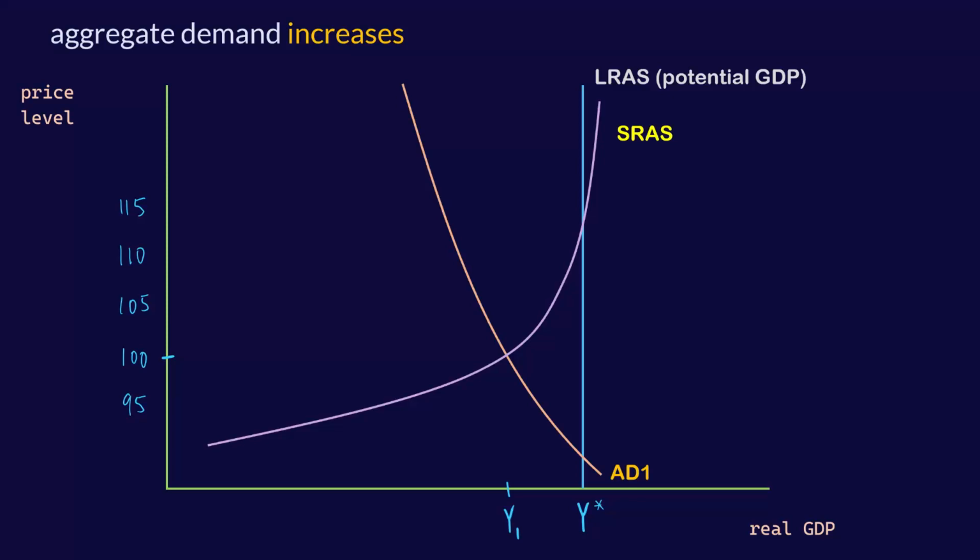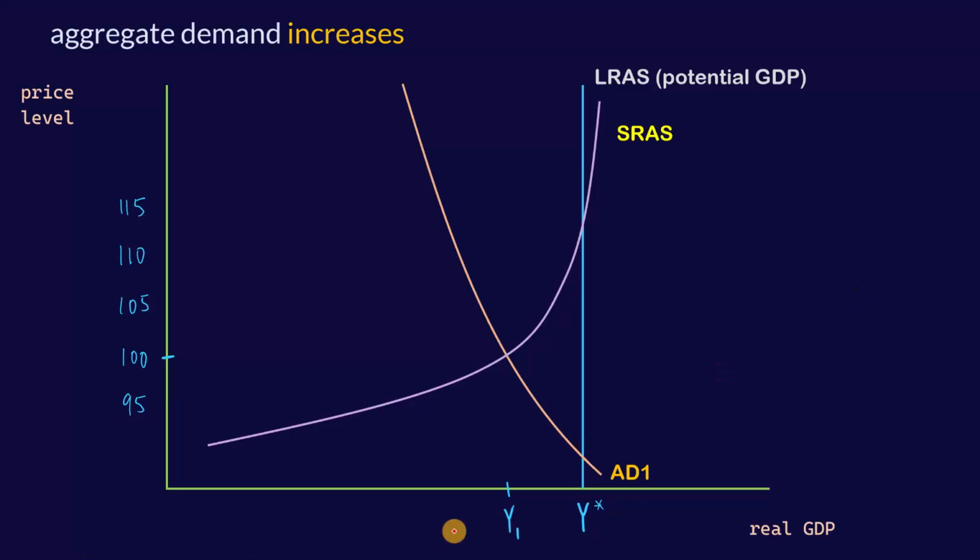Okay, in this video, I'm going to talk about the effects of changes to aggregate demand, that is the curve shifting to the left or to the right, and then the same for short-run aggregate supply, the curve shifting to the left or to the right. Okay, so we'll start with aggregate demand increasing.